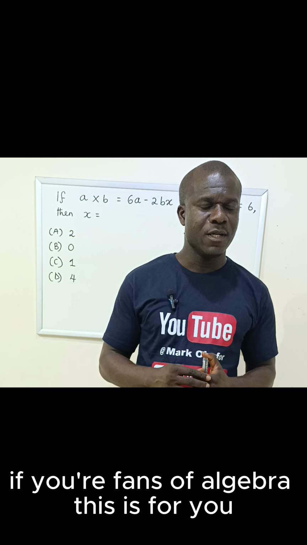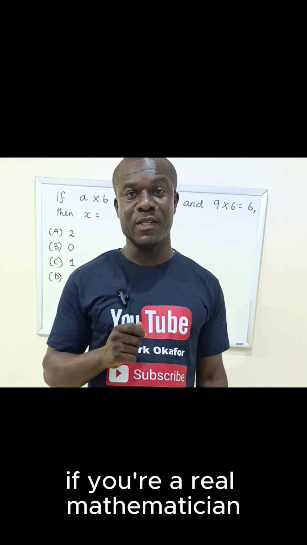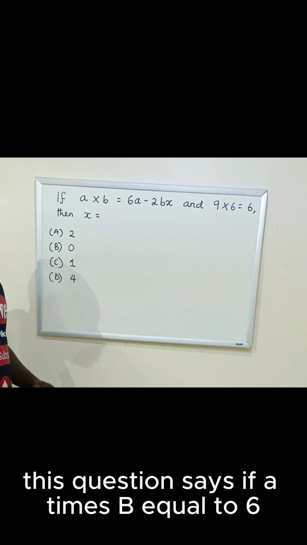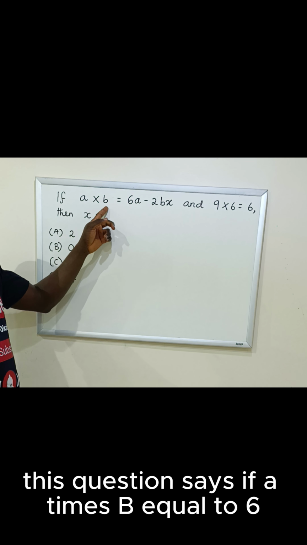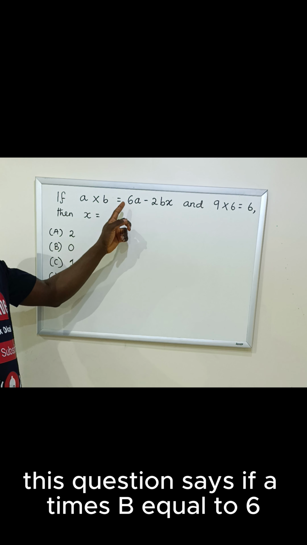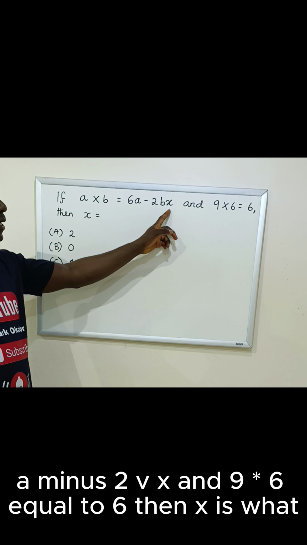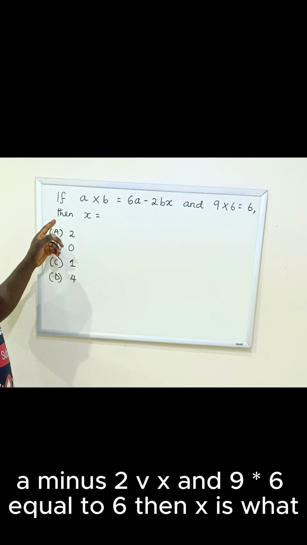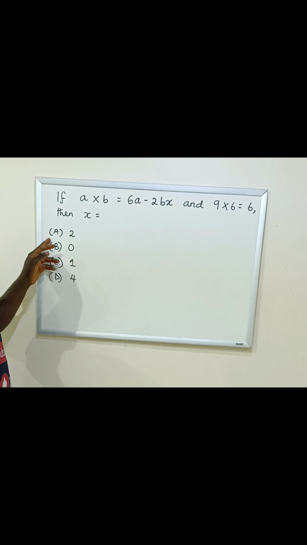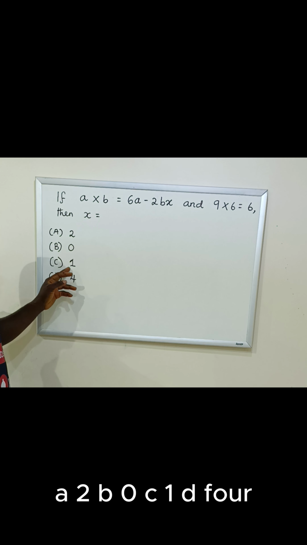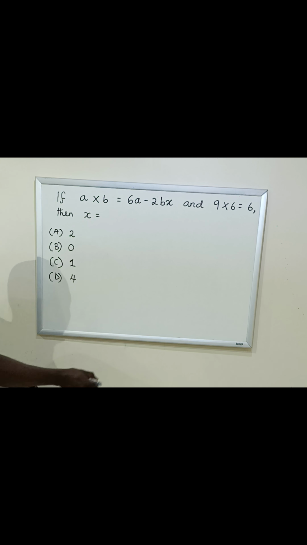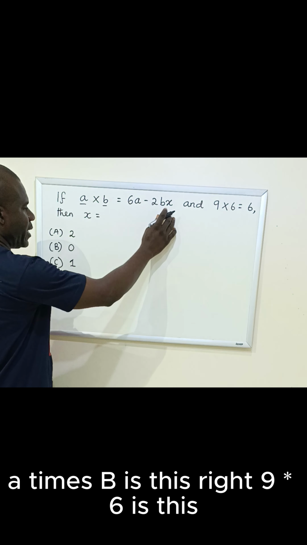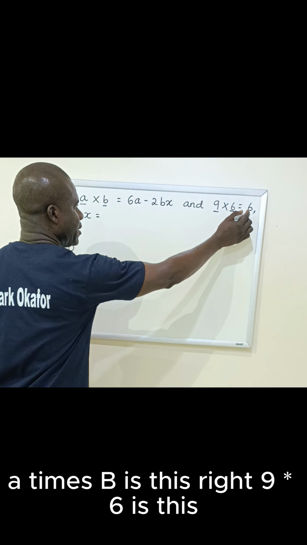Class of algebra, this is for you. If you're a real mathematician, then solve this question. This question says, if A times B equal to 6a minus 2bx, and 9 times 6 equal to 6. Then x is what? A 2, B 0, C 1, D 4. All right, A times B is this, right? 9 times 6 is this.